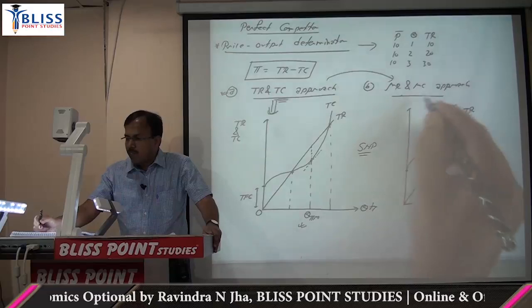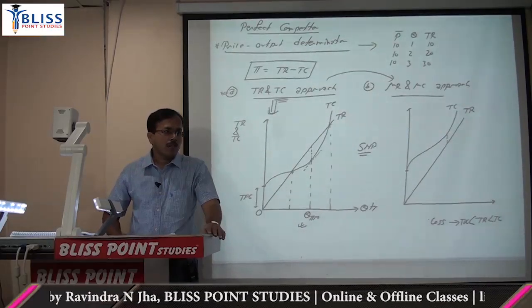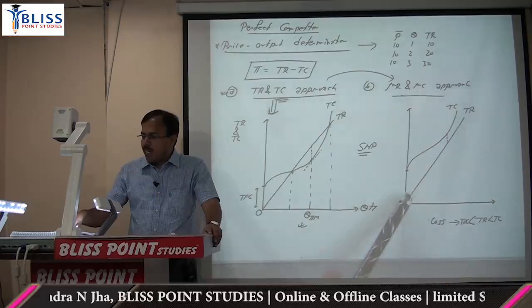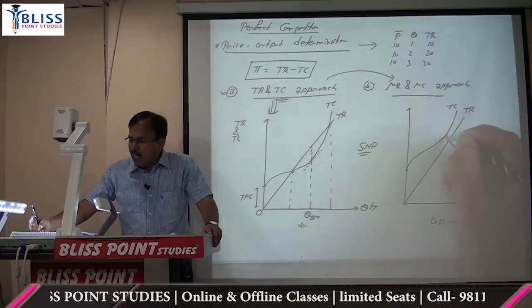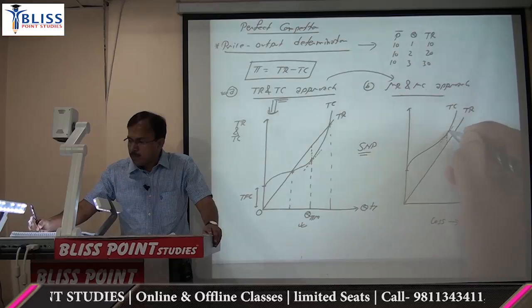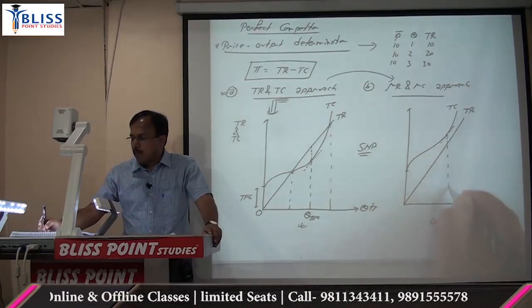Can we say MR equal to MC again? Yes, again. Slope of TR is MR, and when you draw tangency at that point, again it will be parallel to that TR line. So this must be the quantity.